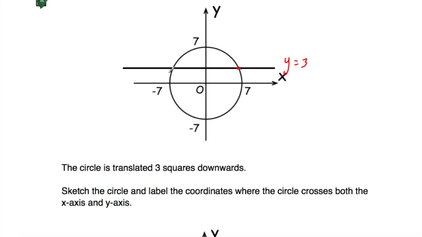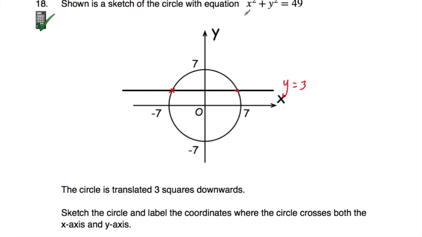So let's do that. Let's find the coordinates of that point and that point. So here we've got a circle with equation x squared plus y squared equals 49, and we've got the line y equals 3. So let's substitute 3 into y. So we'd have x squared plus, and instead of y squared, it's going to be 3 squared equals 49. And then 3 squared is 9, so we're going to get x squared plus 9 is equal to 49. And then if we take away 9 from both sides, we're going to get that x squared equals 40.